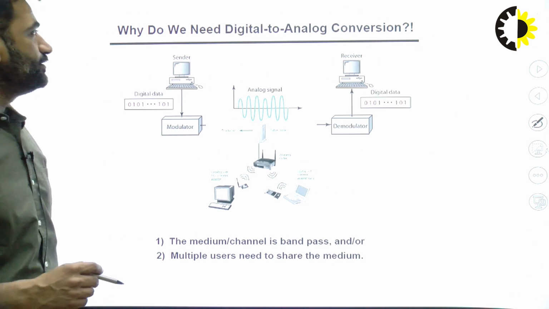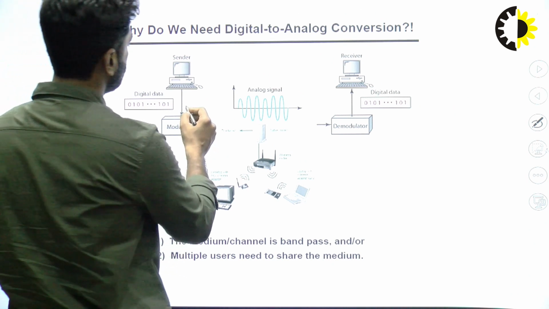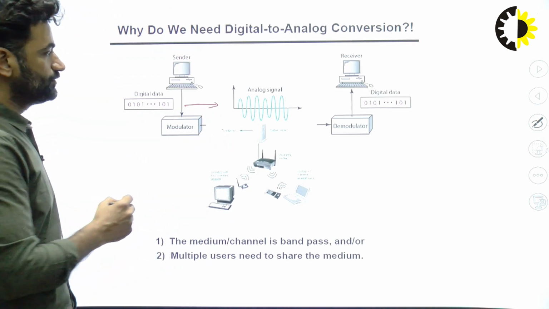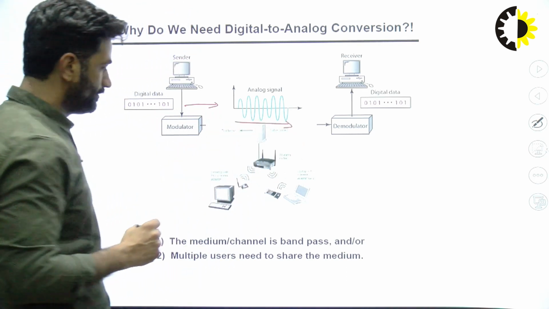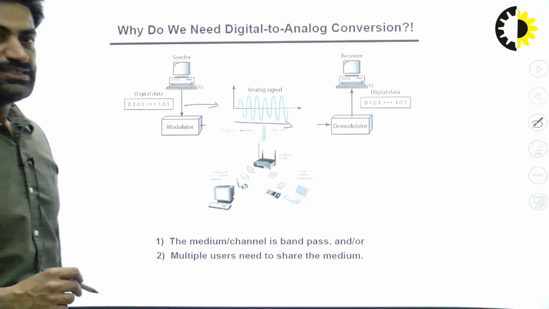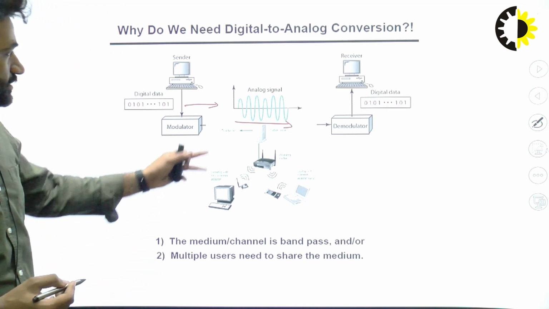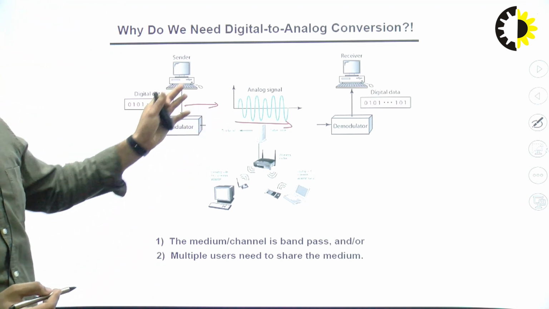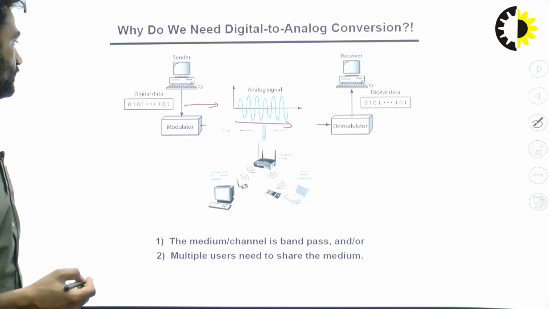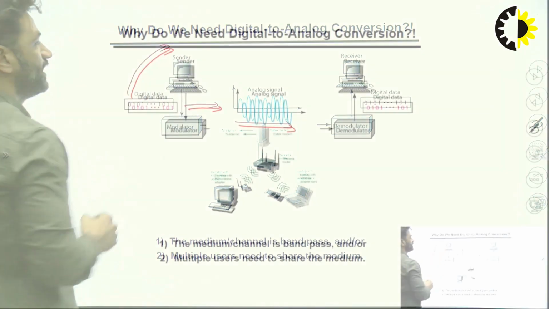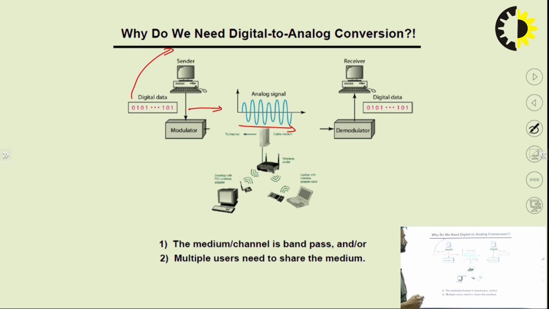Now why do we need digital to analog conversion? Why do we convert this digital signal into analog signal and then transmit? Because the medium channel is band pass and multiple users need to share the medium. This analog signal can be transferred up to long distances, whereas the band limited signal is used for short distance communication. Here you can see there are different types of channels we can use to carry our data.